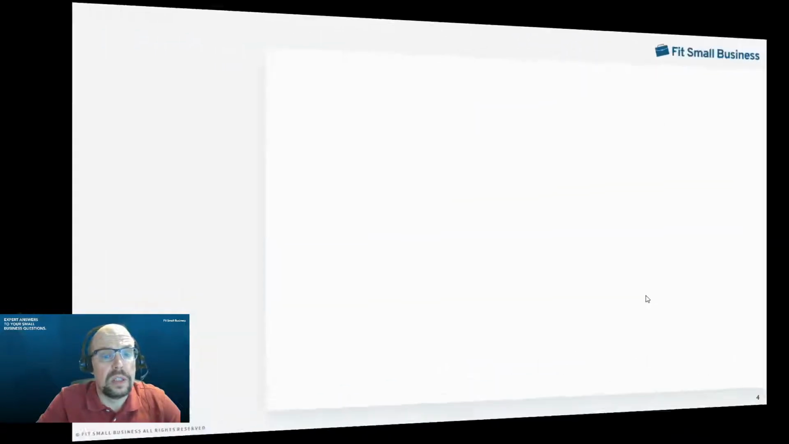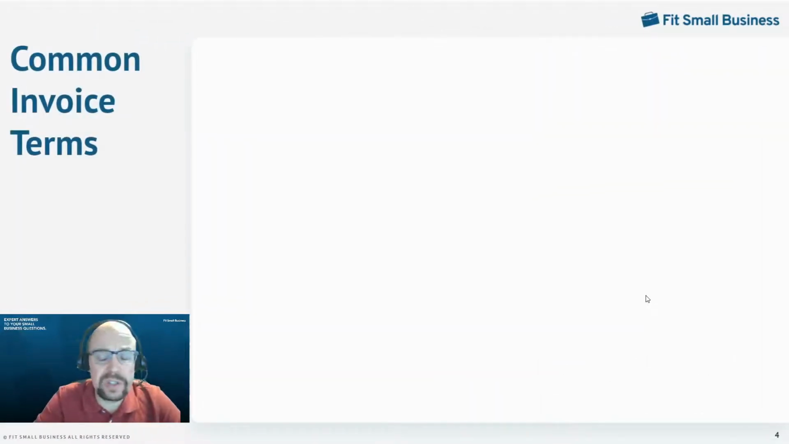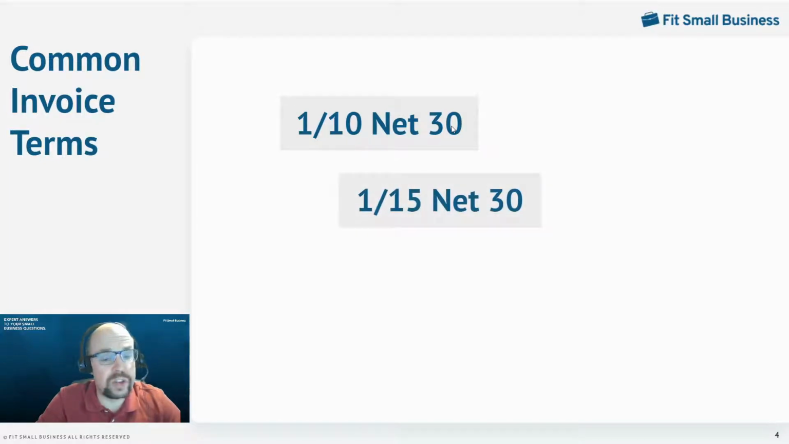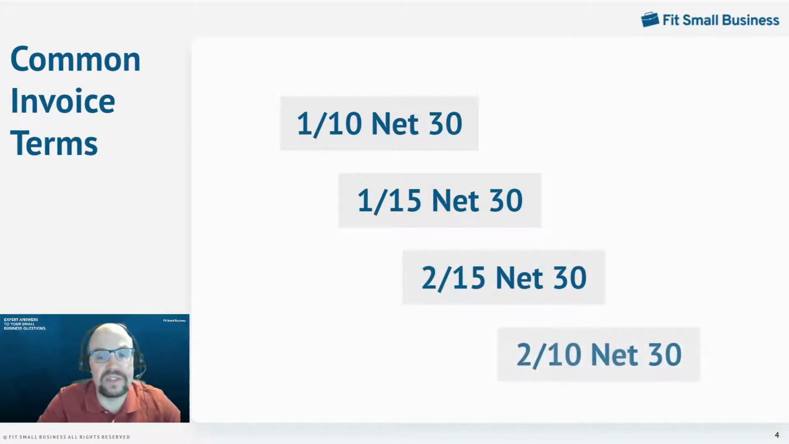So, what are some common invoice terms? The first would be 1/10 net 30. Again, it's always the same format. This is a 1% discount if you pay within 10 days. Otherwise, the entire balance is due within 30 days. Other common terms are 1% discount within 15 days, 2% discount within 15 days, 2% discount within 10 days, and so forth. You could make the early payment discount whatever you would like. We'll talk a little bit about how you might decide what type of terms to offer your customers.